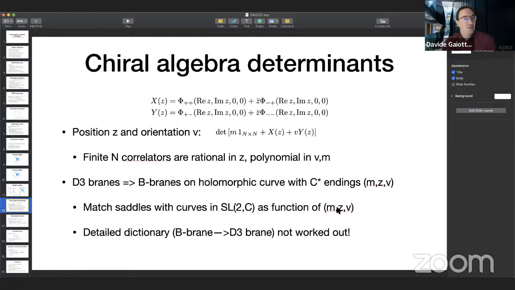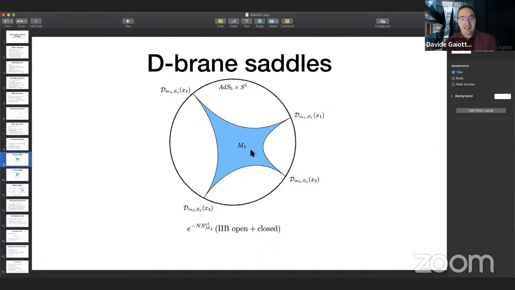Now, if we had the full dictionary between twisted holography, between the B model and supergravity, I could then take these saddles in SL(2,C) and promote them or lift them to actual saddles in AdS5 times S5. And I think that would be very interesting. At the moment, I don't know how to do so.